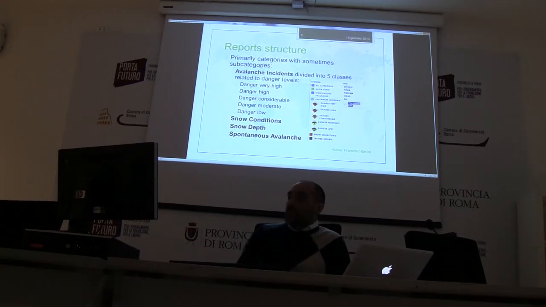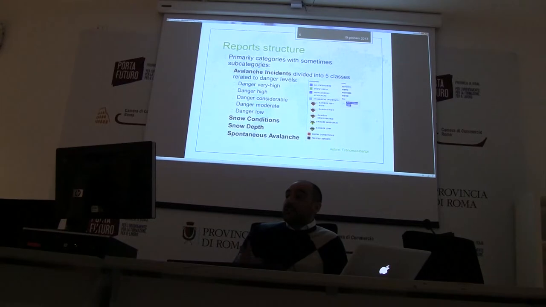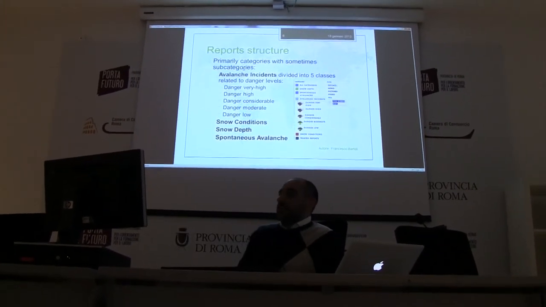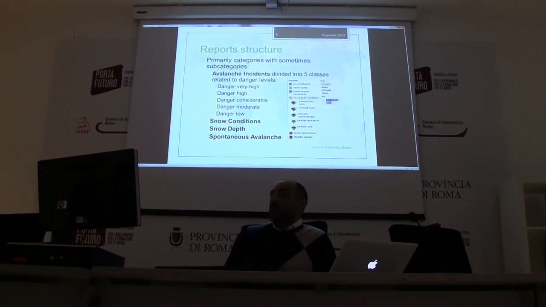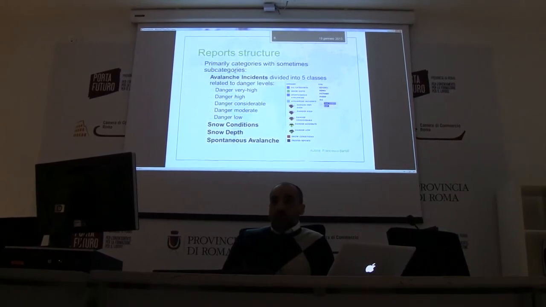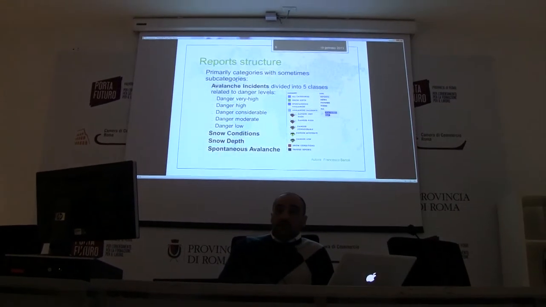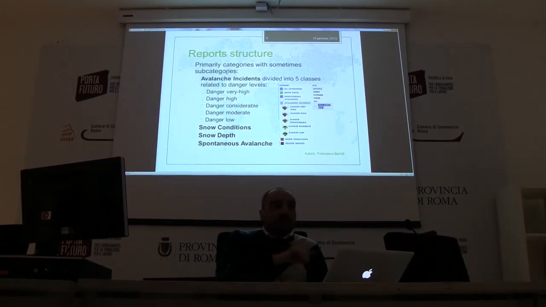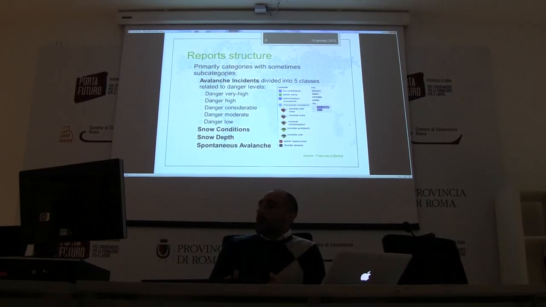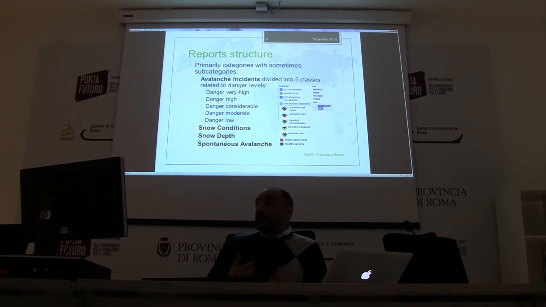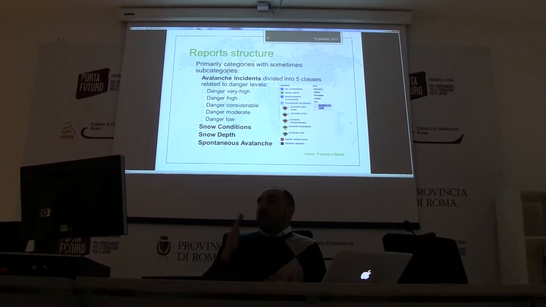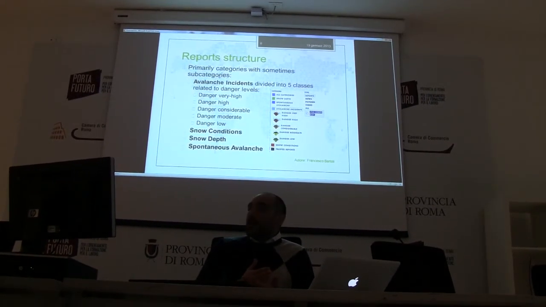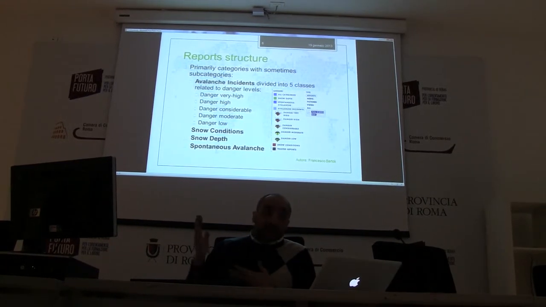And under avalanche incidents, we have the five levels of avalanche risk. This is a standard. The classes from low to very high are a worldwide standard for avalanche risk. So if you are a skier and you are going to Europe or elsewhere, you have the same classes of avalanche risk, and so it is really important to relate incidents that have been reported to the avalanche risk that was issued the day when the incident happened.